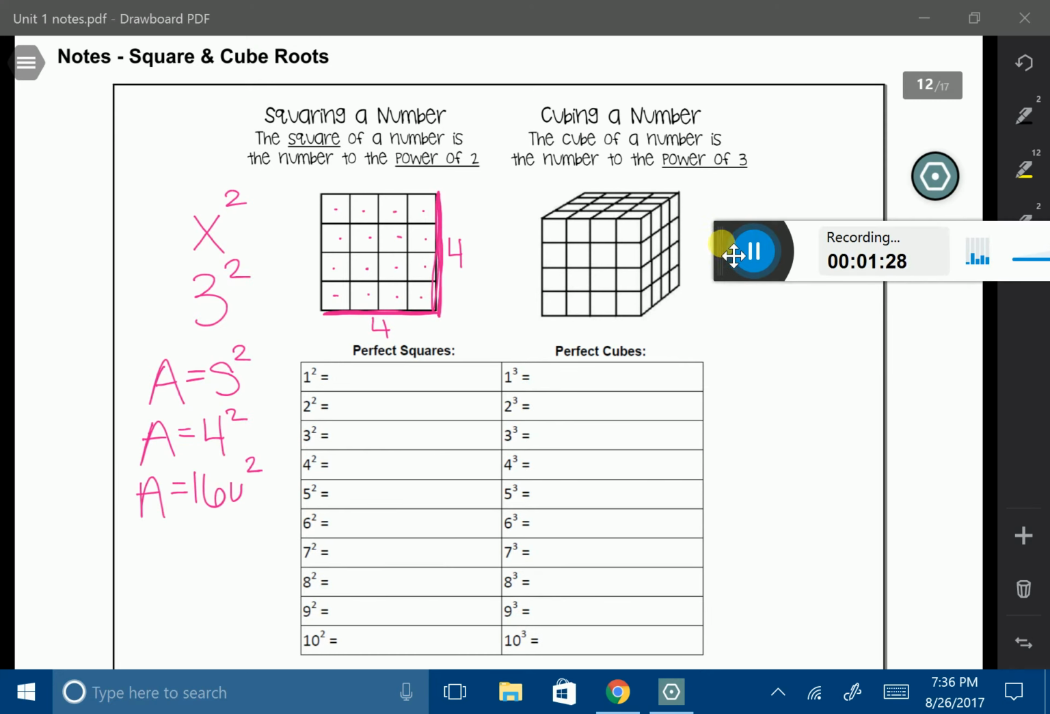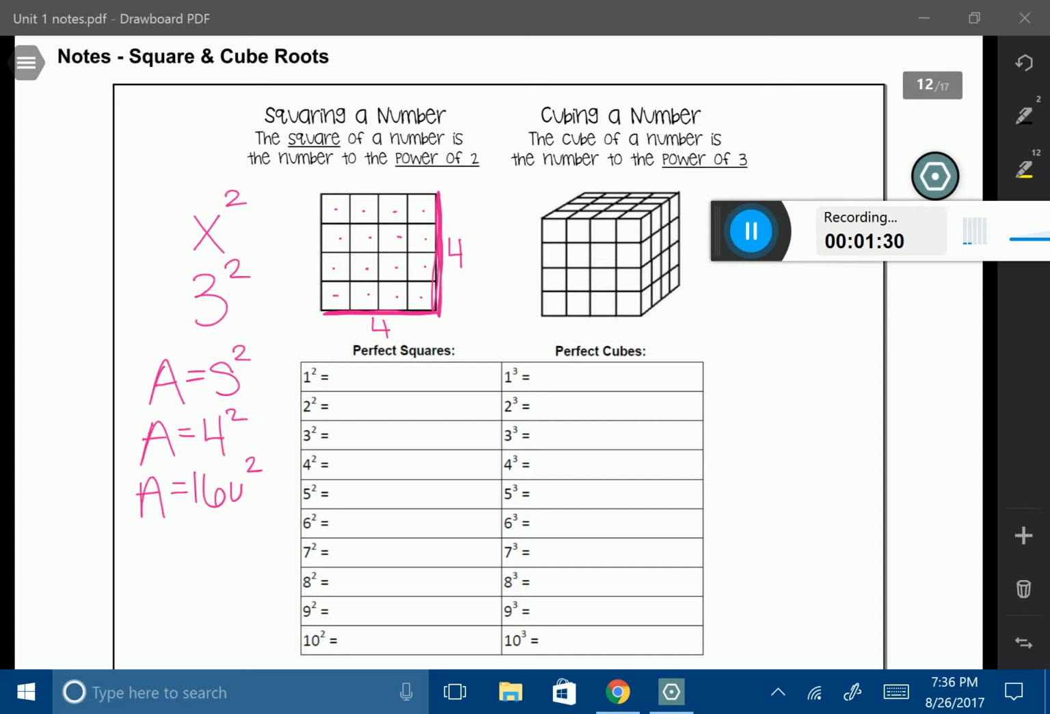Let's look at some of the perfect squares. Perfect squares are like the one that we see above, meaning they have 2 side lengths that are equal, meaning one side length is 4 and the other is 4. If we had a square that had a side length of 1, we would say 1 times 1 is 1. If we had a square that had a side length of 2, it would be 2 times 2 is 4. And we can continue that pattern all the way up to 10.